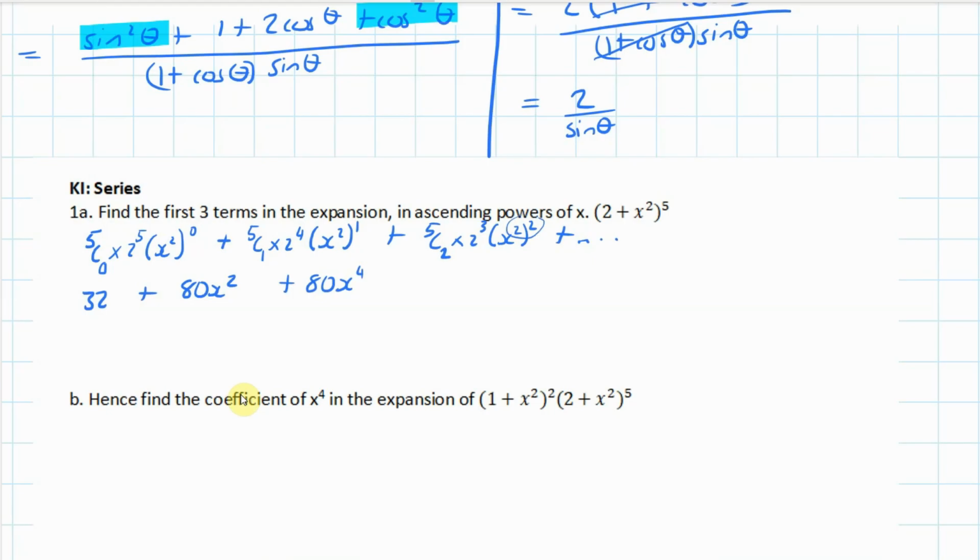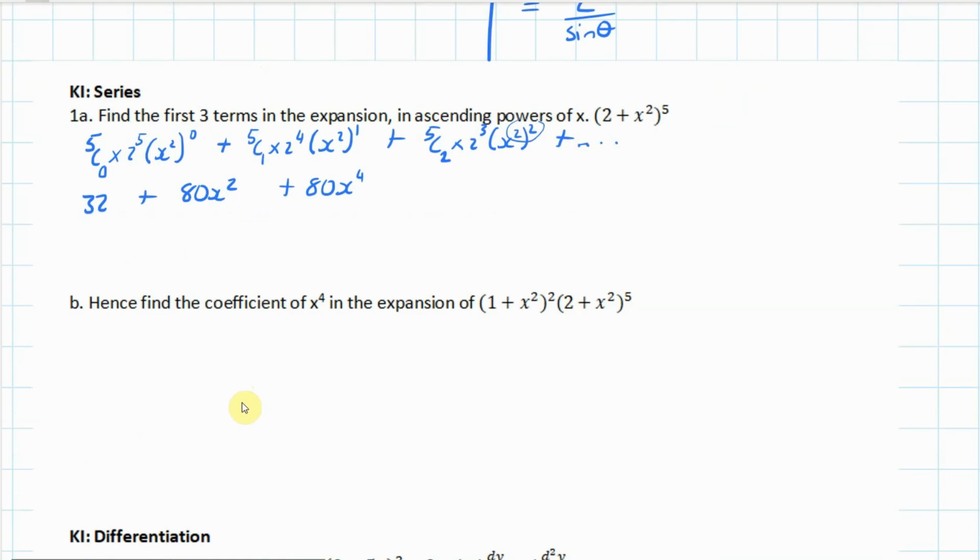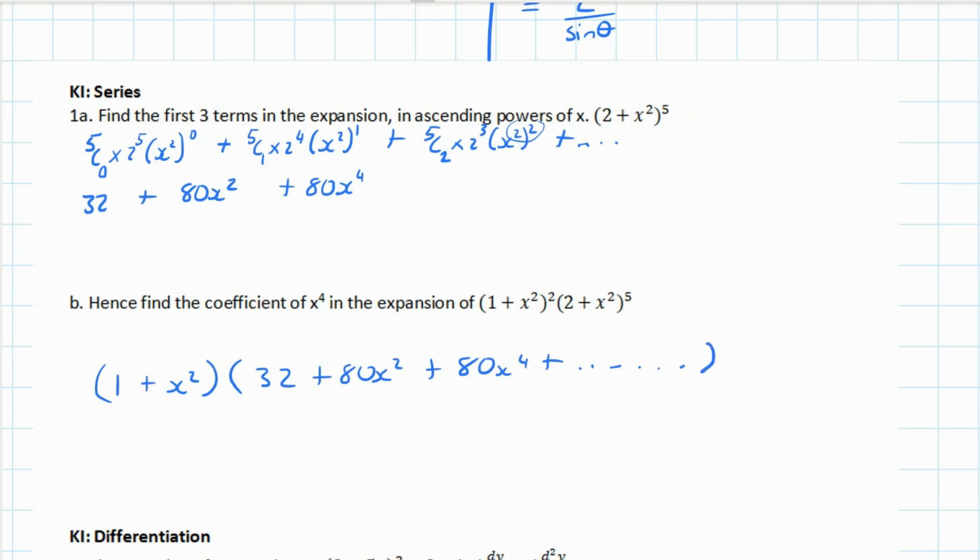Now, it says, hence find the coefficient of x to the power of 4 in this expansion here. So, you can see that this bit here is the one that we've just done. So, I've got 1 plus x squared, and then I'm timesing it by this here. And remember, they haven't told me to go any further, but it does go further, like the next power would be x to the power of 6, then x to the power of 8, and so on. But the reason is they've given us everything we need here.